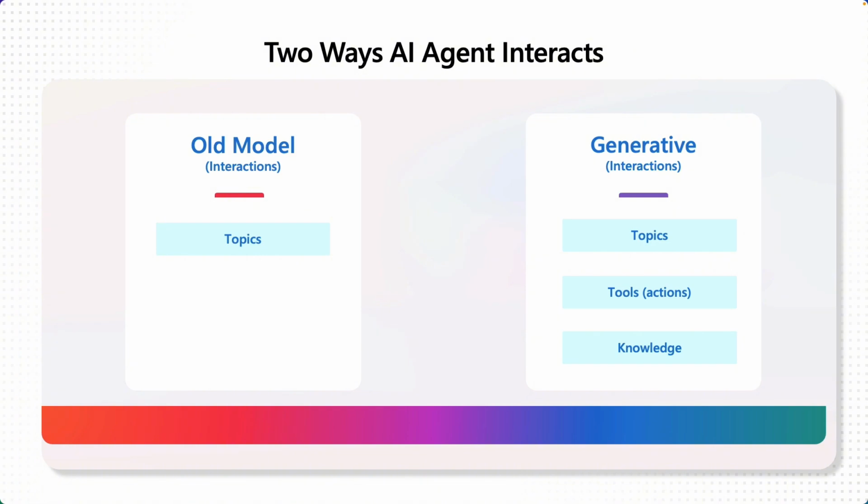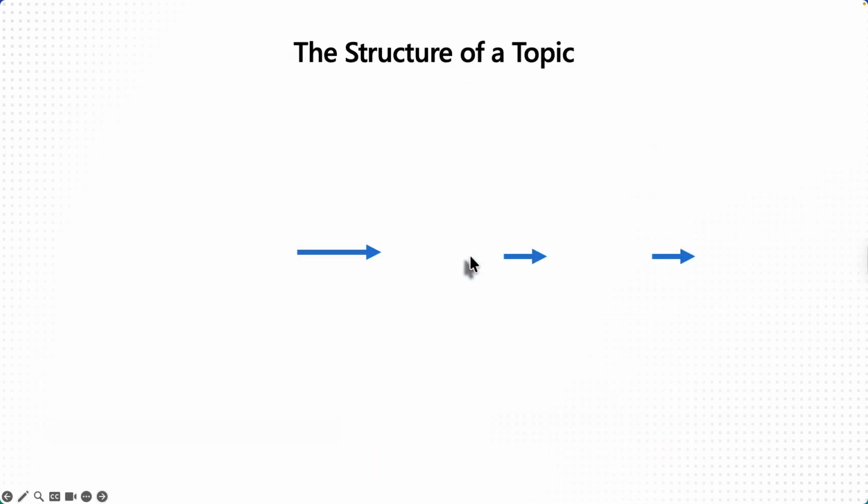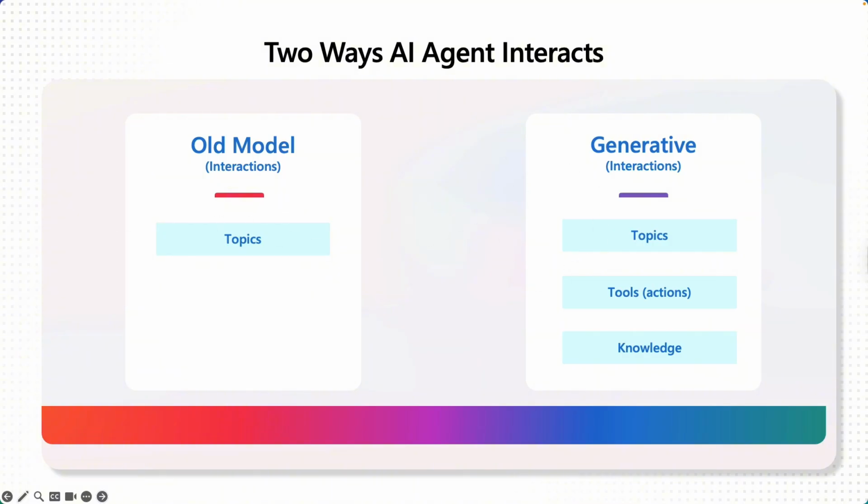Now, the second way is generative. This is the modern, more natural model. It uses generative AI to intelligently combine topics, actions, and your knowledge base to respond. So this is what I'm showing you, the two interaction ways, old school, new school, right? Now, here's the key takeaway. Even in a smart generative mode, topics are still critical. They are the blueprint for a high value workflow. So just remember that, right?